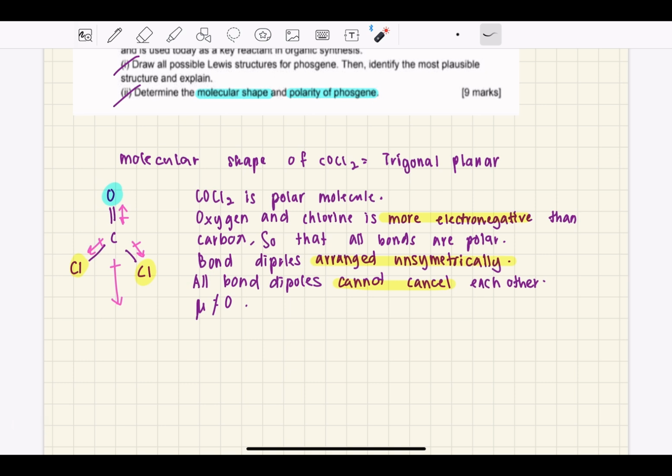Thus COCl2 is a polar molecule. The net dipole is not equal to 0. And that's all.